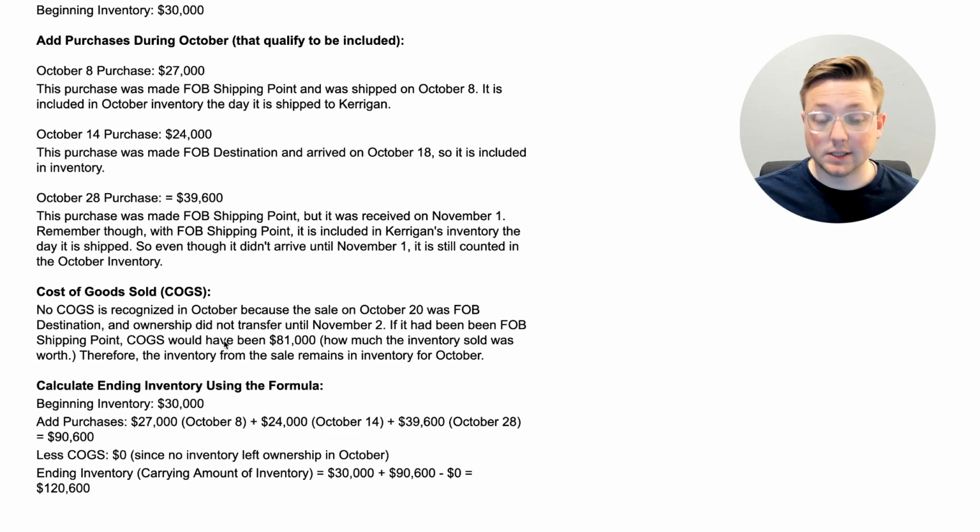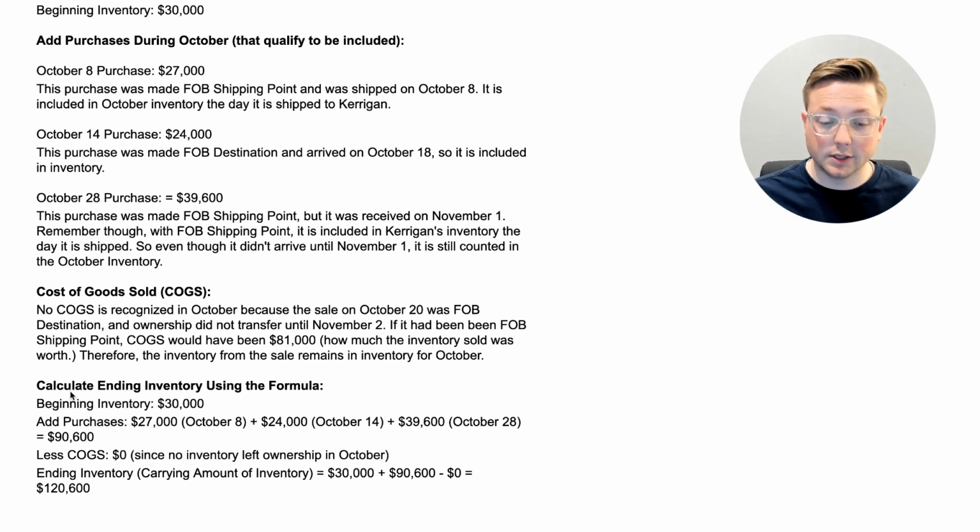If it had been FOB shipping point, COGS would have been $81,000 because that's how much that inventory was worth. And again, with shipping point, it would have been counted in the customer's inventory as soon as it was shipped, which would have been in October. But since it wasn't shipping point, there was no cost of goods sold because, again, that's still going to be in the inventory of Kerrigan. So there was no cost of goods sold in October because it was FOB destination and it didn't get to the customer until November. So with all that information, again, now we're using the basic inventory calculation, right?